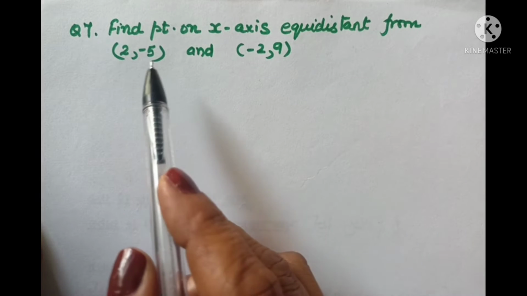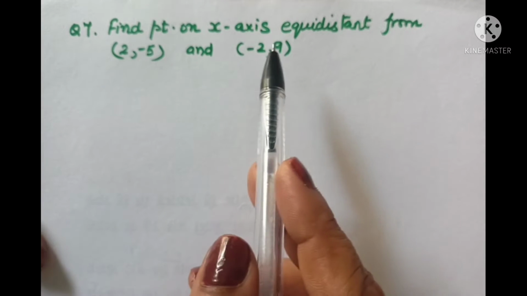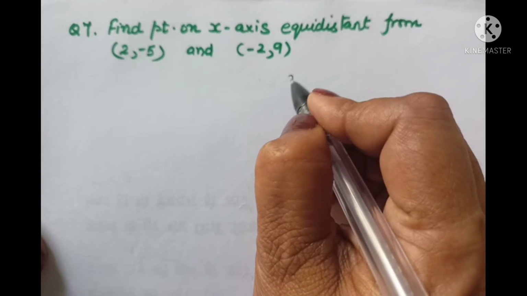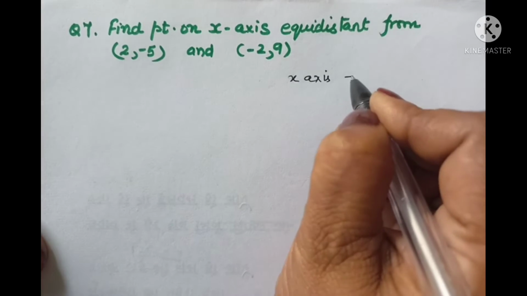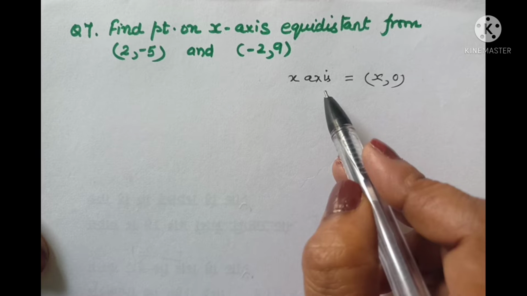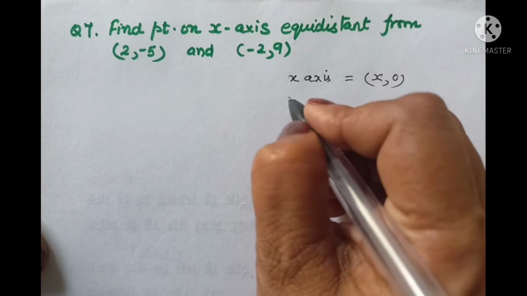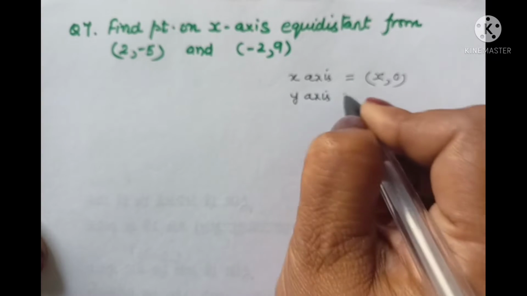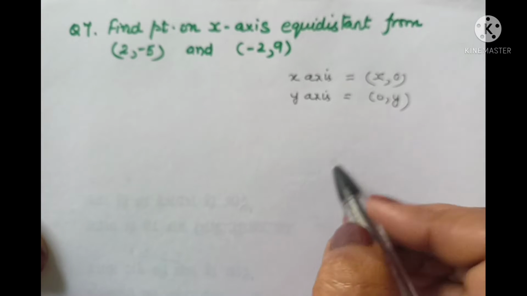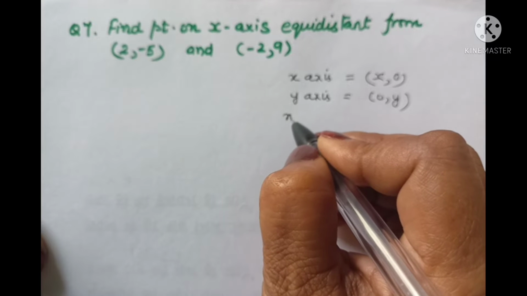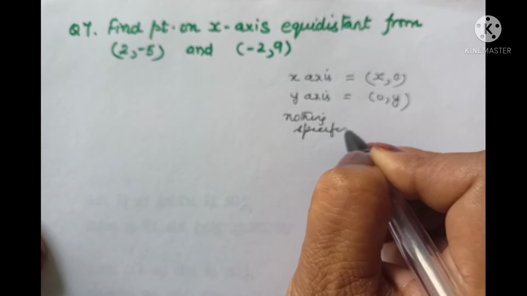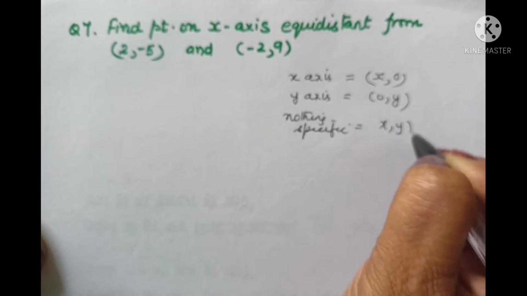Question number 7 is: find a point on the x-axis which is equidistant from (2, -5) and (-2, 9). Remember, whenever you have to take a point on the x-axis, we will take it as (x, 0), because we know that on the x-axis the y coordinate is 0. Whenever you have to take a point on the y-axis, you will always take it as (0, y), because the x coordinate is 0 on the y-axis. And if nothing specific is mentioned, then you will take the point as (x, y).